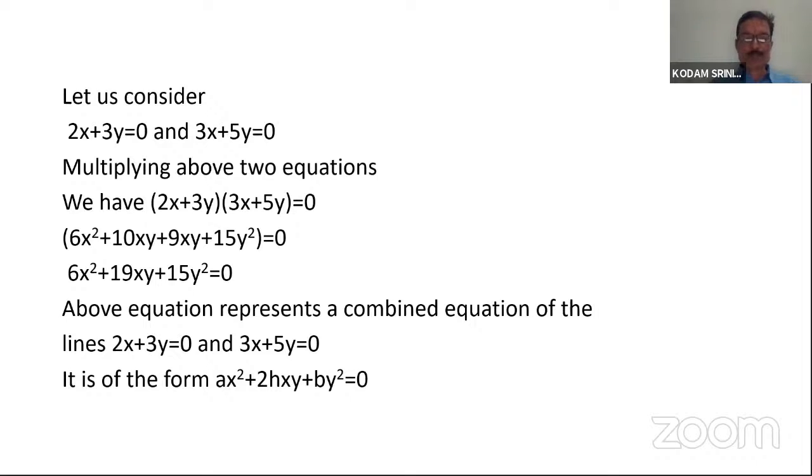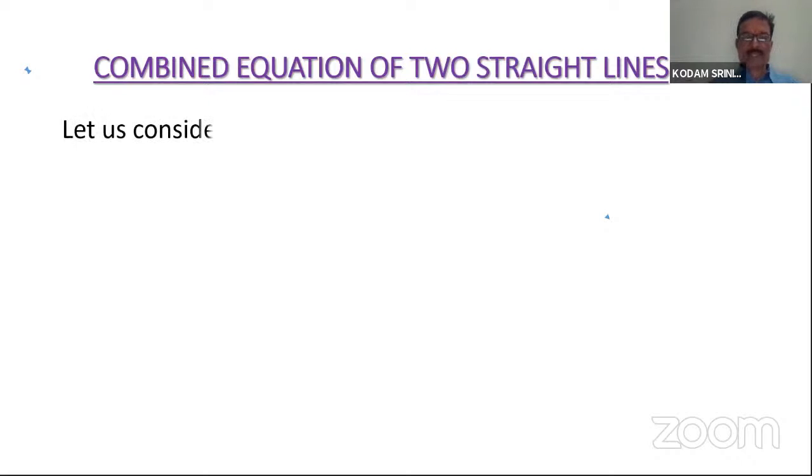So in this equation, we will have the x square term, xy term and y square term. Therefore, after simplification, we will have an equation of the form ax square plus 2hxy plus by square equal to 0. Now we are going to discuss the combined equation of two given straight lines.